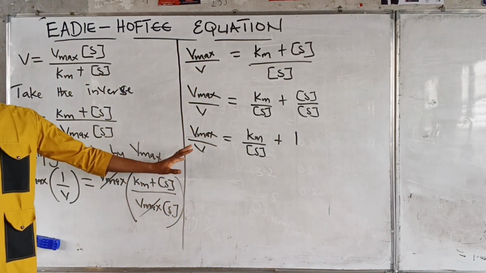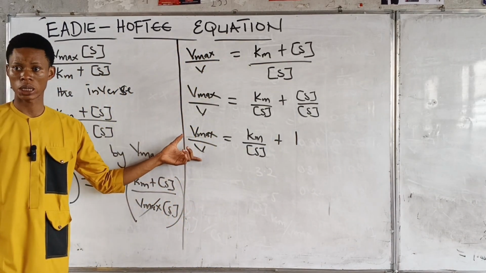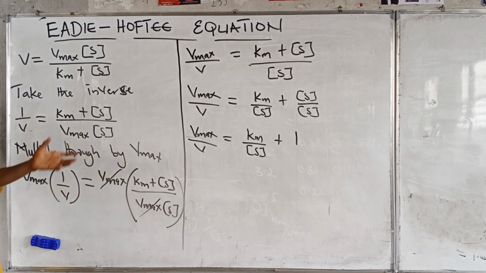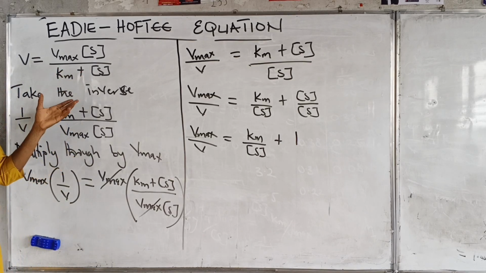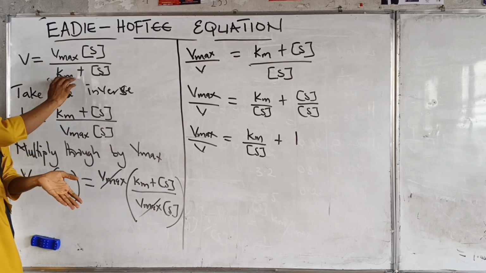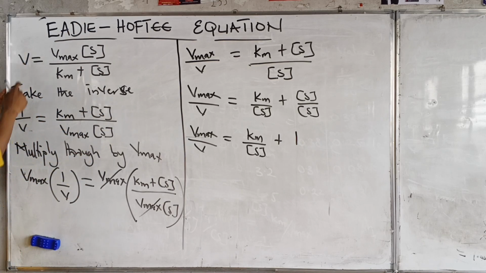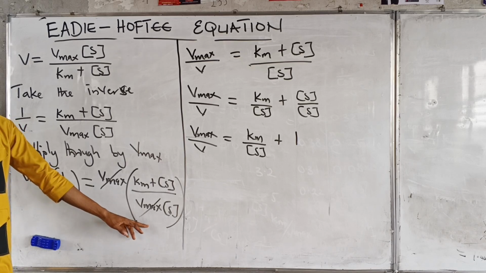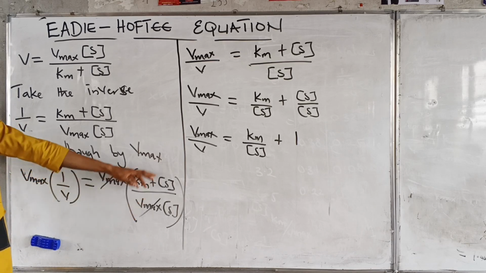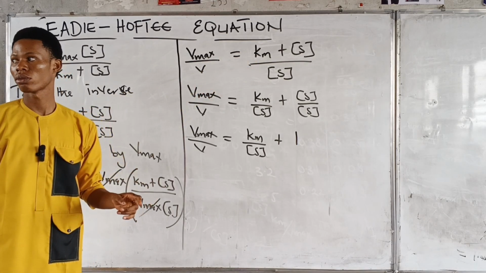Now we are almost done, but I want you to understand to this point. The first thing is you write the Michaelis-Menten equation. Next is take the reciprocal, the inverse. So we turn it upside down. That's 1 over this, and we turn this upside down. The next is we multiply through by Vmax. And after multiplying through by Vmax, we saw that Vmax cancelled Vmax. So if Vmax is cancelling Vmax, we are left with this equation here.